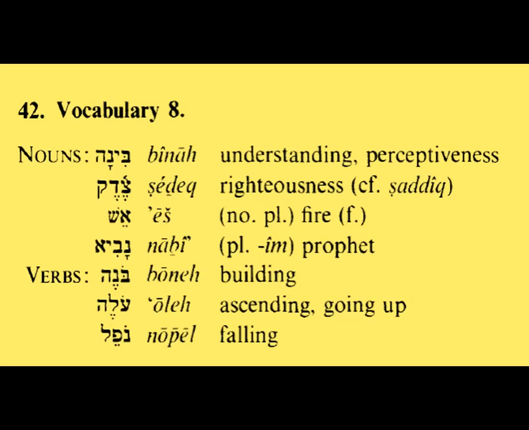Okay, chapter 8. Bina is understanding or perceptiveness. Tzedek is righteousness, kind of like Sadiq was the word righteous. Aish is fire. There's not a plural of that. Nabi was a word for prophet. Boneh is building. Ole is ascending or going up. And Nofel is falling.